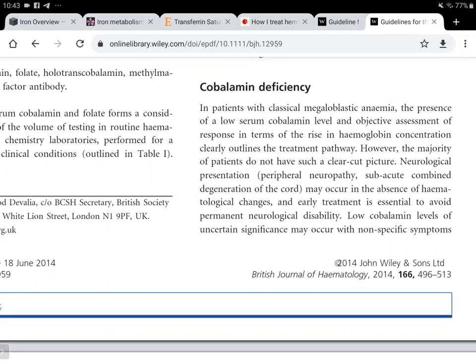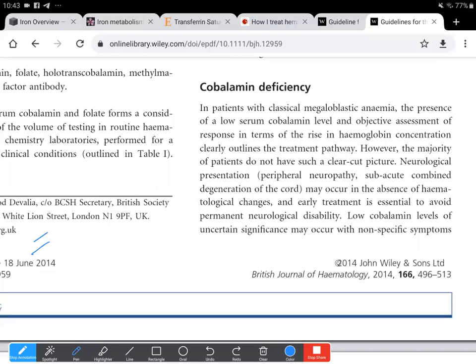Neurological presentation, that is peripheral neuropathy and subacute combined degeneration of the cord, is the most striking clinical picture that we look for in cases of cobalamin deficiency. They may occur in the absence of hematological changes. So the classical anemia may not be there, whereas the clinical features of peripheral neuropathy and subacute combined degeneration may be the first presenting changes. Early treatment is essential to avoid permanent neurological damage.